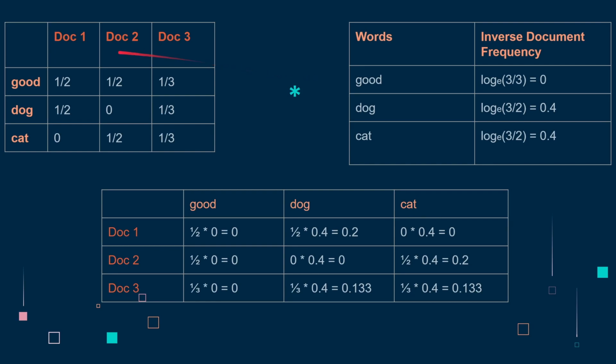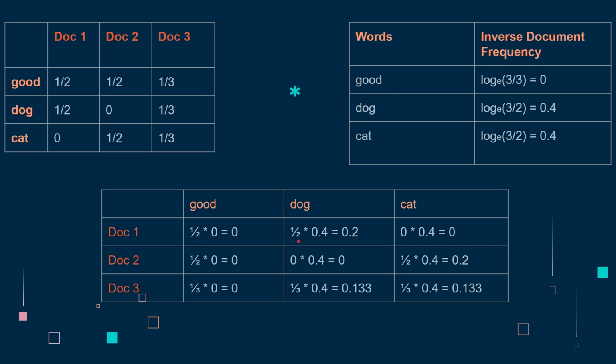So how do we do that? Well, let's see. We can make another table here. We're making a lot of tables today. All right, so we have good in document 1, right? So good in document 1 is 1/2, right? Because it appeared once out of 2 words. And we're multiplying it by 0, right? That's the inverse document frequency of the word good. So then we get 0.